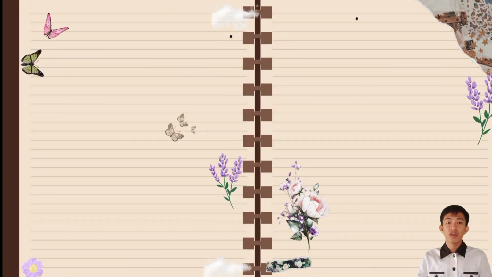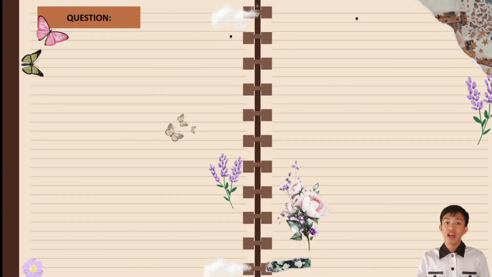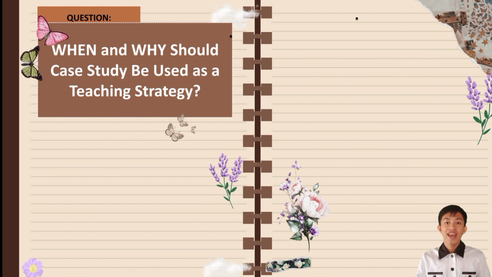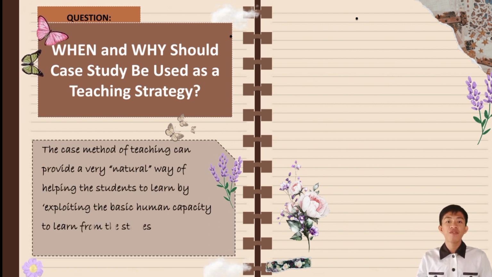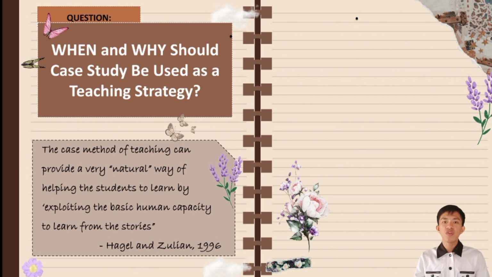And when and why should case study be used as a teaching strategy? That is another question for this topic. So the case method of teaching can provide a very natural way of helping the students to learn by exploiting the basic human capacity to learn from stories. So simply, that is literacy. You are exploiting the basic human capacity to learn from stories. Just like in case study, you are only referring to the stories told by the people around you, and that is according to Hazel and Zolia 1996.